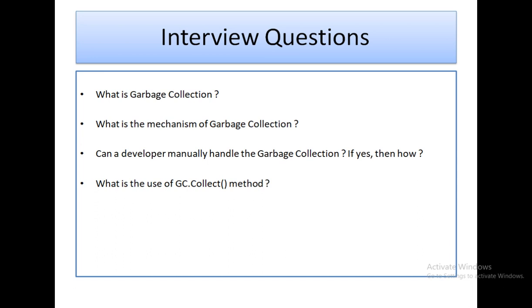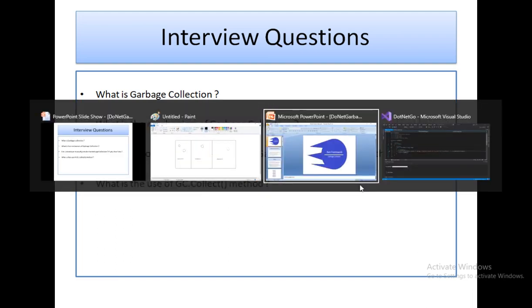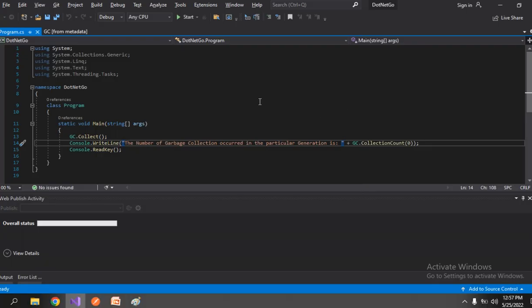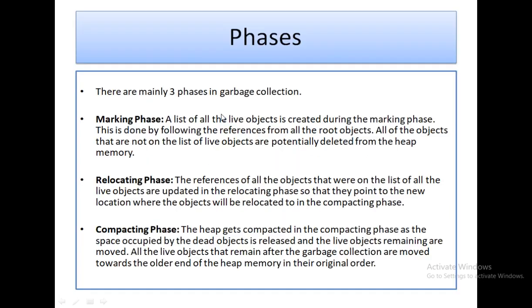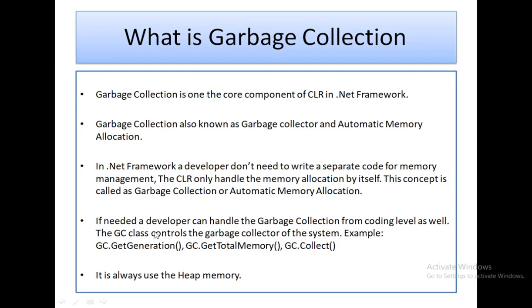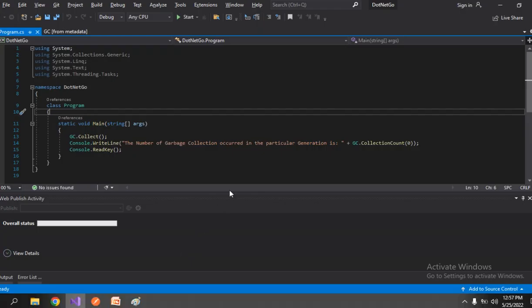Before discussing the interview question, I want to show you something. Now we are in Visual Studio, and as I told you, we had a slide very previously. Here, if you can see, I have mentioned that if needed, a developer can handle garbage collection from the coding level as well. The GC class controls the garbage collector of the system. Here we will watch it at a practical level.